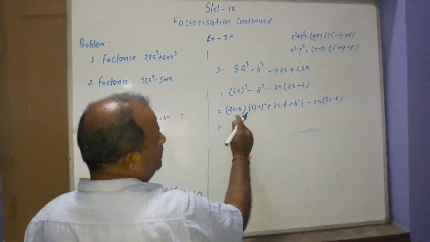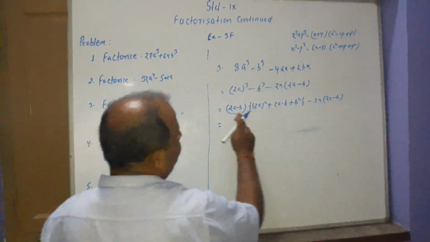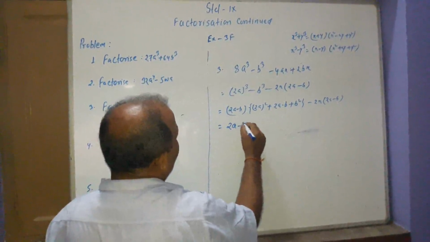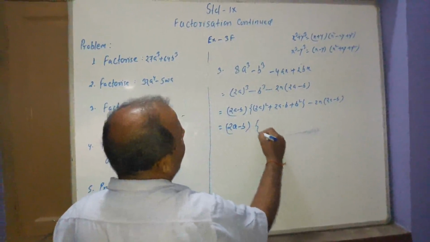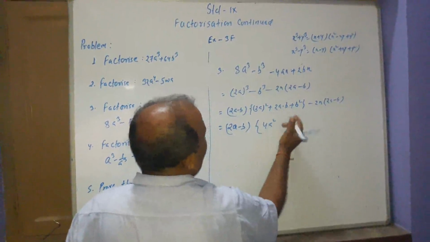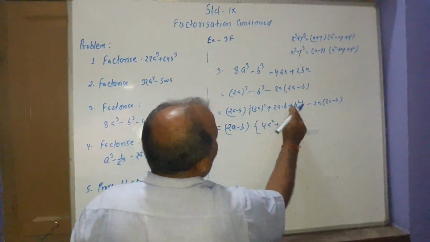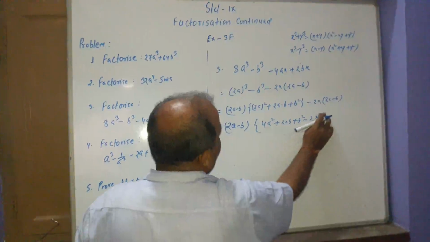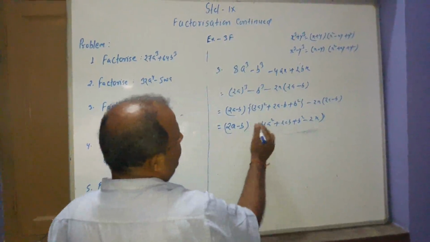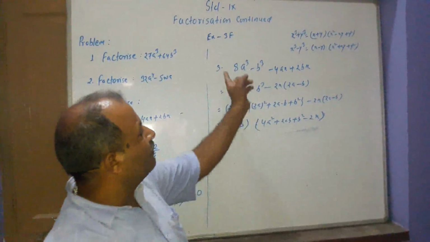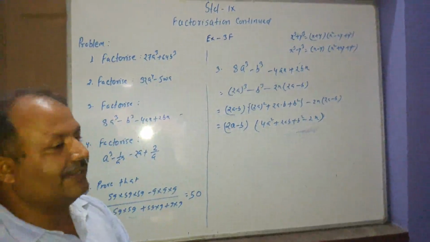Now 2a minus b is common in these two terms. Then we take 2a minus b as common, and we are left with 2a square, which means 4a square, plus 2ab plus b square, and minus 2x. Here we may write the small bracket, and this is the factorized form of this algebraic expression.